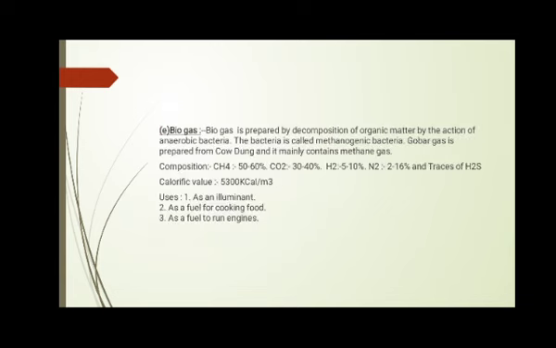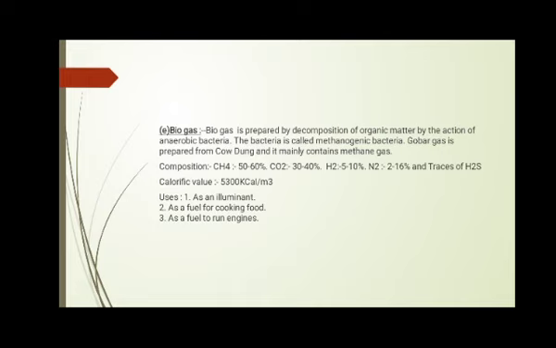Next one, biogas. Biogas is prepared by decomposition of organic matter by the action of anaerobic bacteria. The bacteria are called methanogenic bacteria. Gobar gas is prepared from cow dung and it mainly contains methane gas.